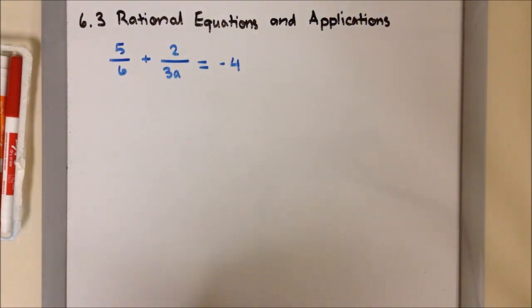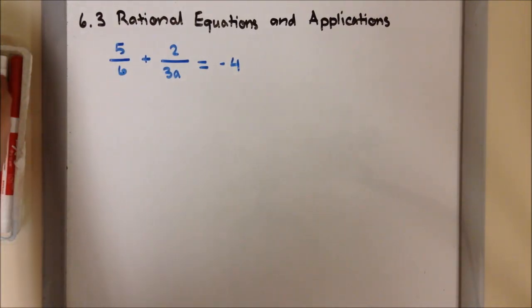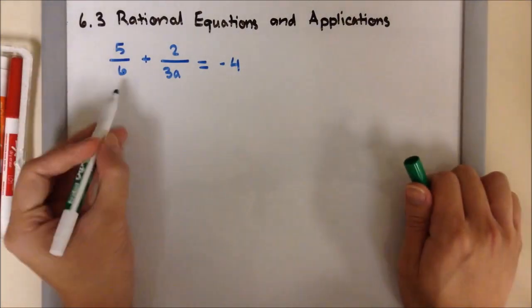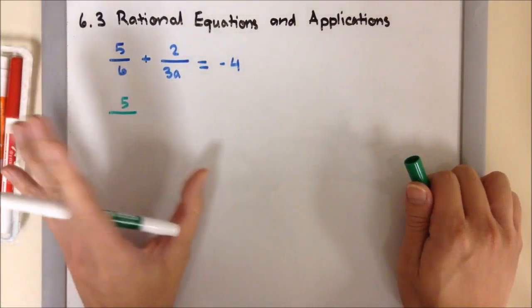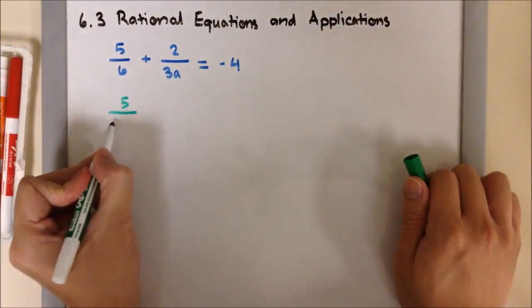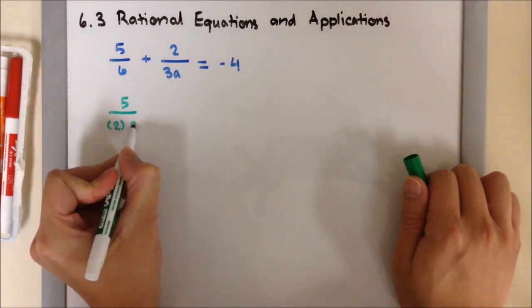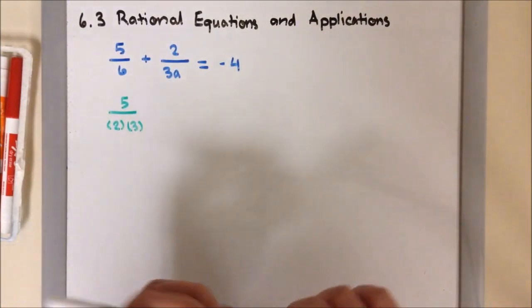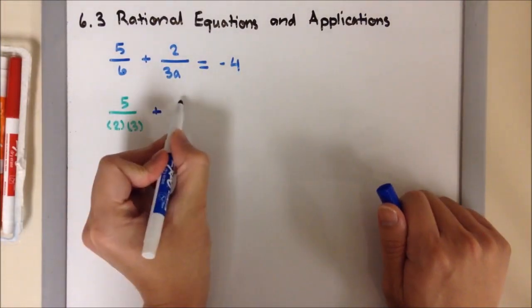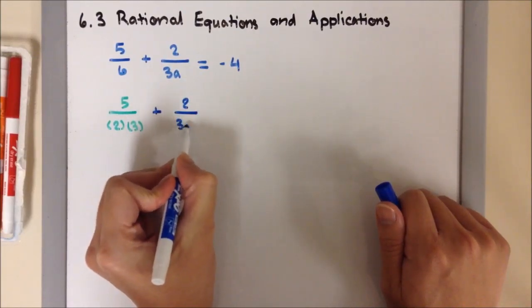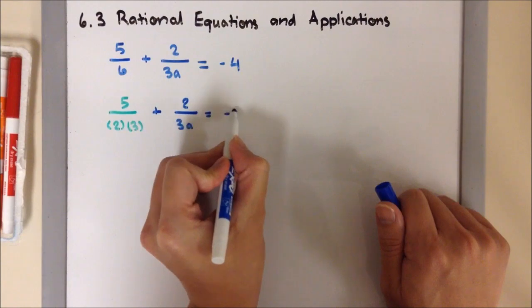Now, you have to find a common denominator between 6 and 3a. So let's talk about the first fraction, factors of 6. What I'm going to do is break up the 6 into two factors, so 5 over two factors that multiply into 6. Instead of 1 and 6, I'm going to use 2 and 3. And then everything else will stay the same for the time being. Alright.